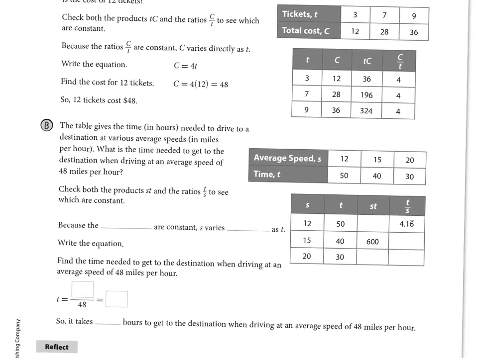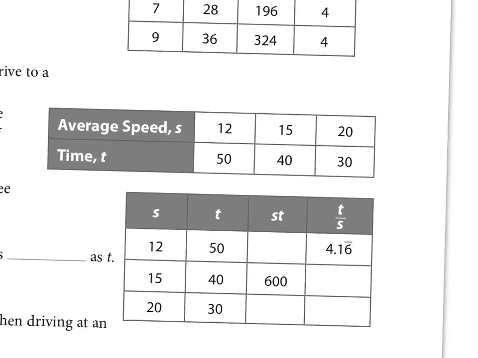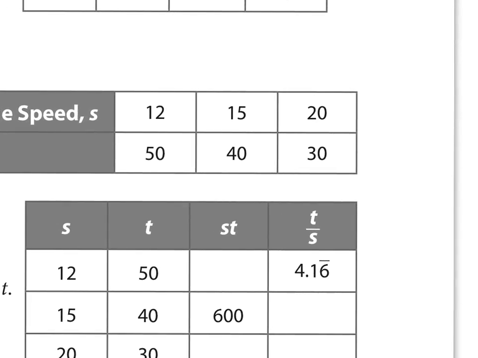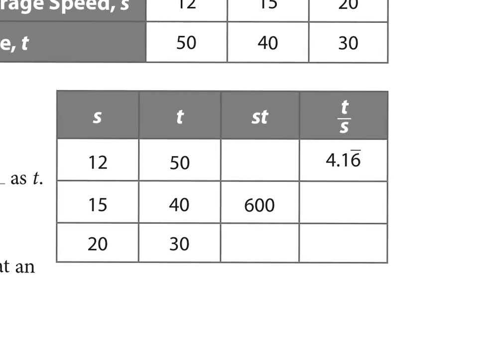So if I look at example B, my X's are my S values, which are 12, 15, and 20, and my time is 50, 40, and 30. So I have to decide: if I multiply these numbers, do I multiply 12 times 50, 15 times 40, and 20 times 30 and get the same thing, or do I divide them? So we can try. They actually have given us a table here to figure that out.